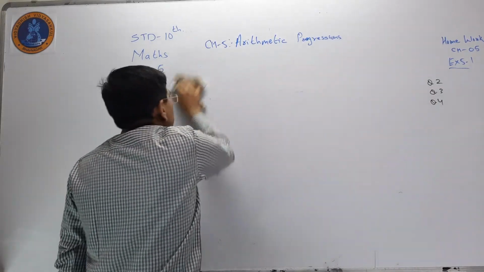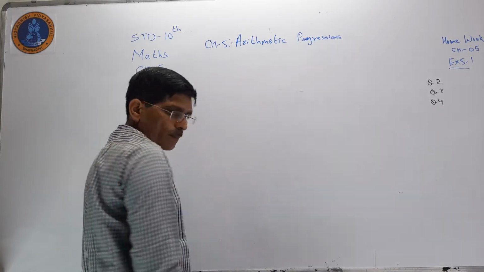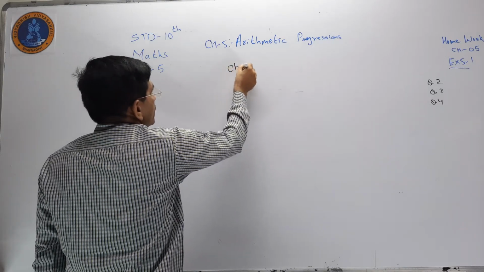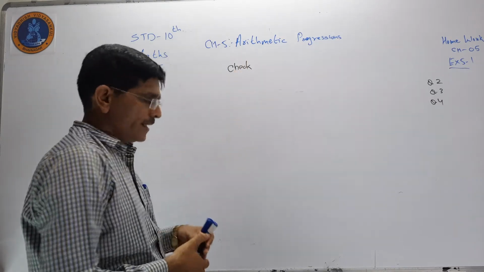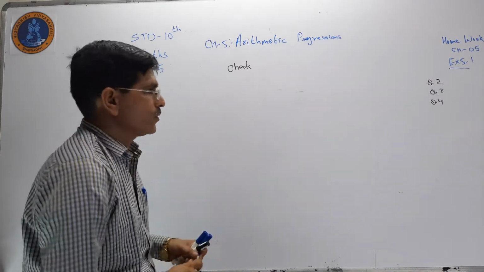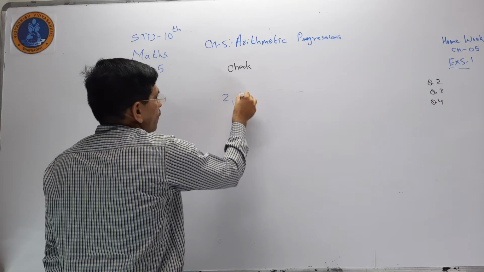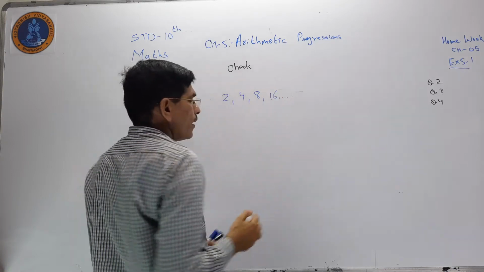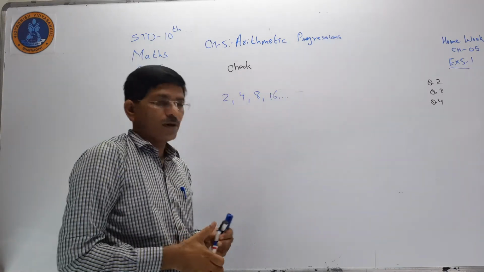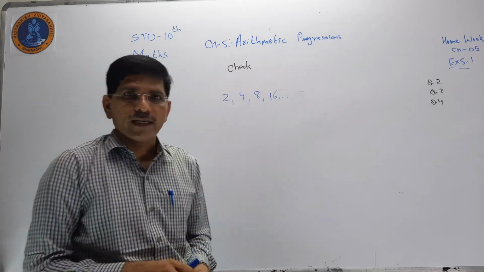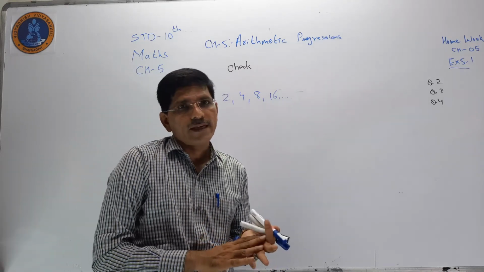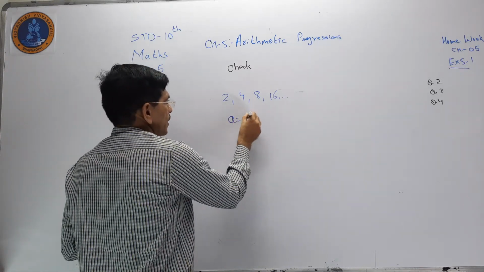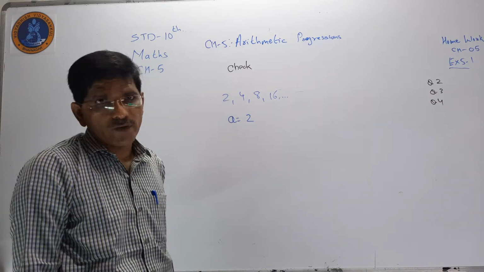If it is yes, then we have to find out A and D. Check whether it is a series or not. So 2, 4, 8, 16. We have to check whether the answer is yes or no. So how can we check? First of all, we have to find out A. So A is here 2. Now what is the difference? That we have to show.